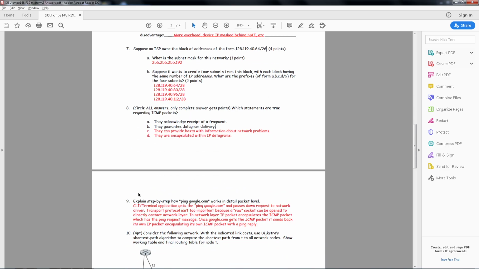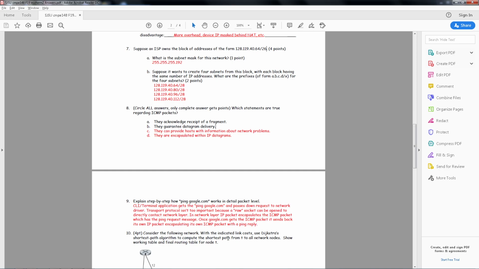Okay. D, explain step by step how ping google.com works in detail, at the packet level. So the way I wrote in here, the CLI/terminal application gets the ping to google.com and passes down requests to the network driver. The transport protocol isn't too important because a raw socket can be opened directly to contact the network layer. And the network layer IP packet encapsulates the ICMP packet, which has the ping request message.